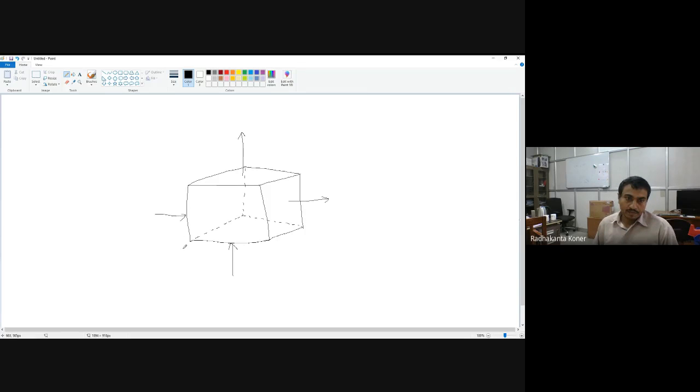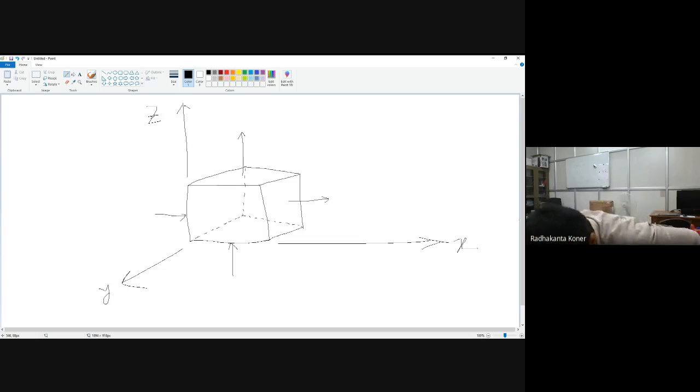So this is the y-axis. This is the x-axis. This is the z-axis. Okay. Now, if the flow in this direction is Vx, so flow Vx is in the x direction. Okay.